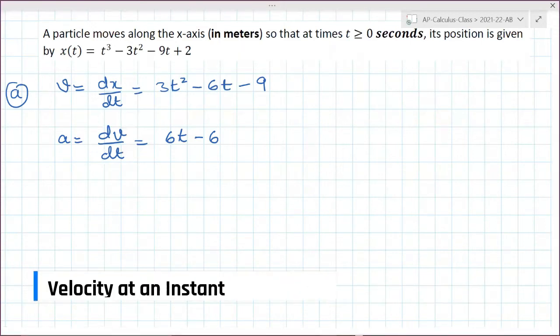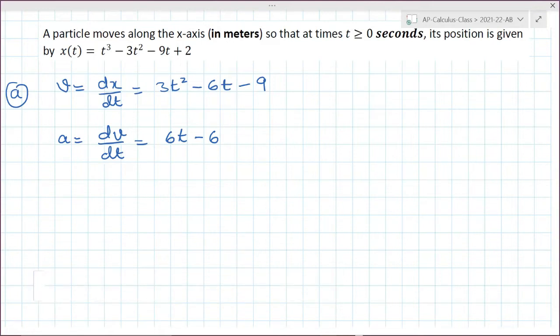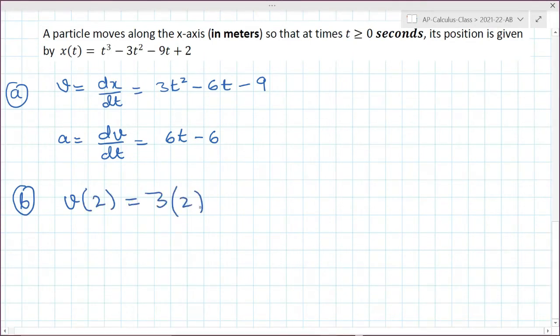Second is what is the velocity at 2 seconds, and provide units of measure. So velocity at t equals 2. How can we get that? So 3 times 2 squared minus 6 times 2 minus 9. What is that? 12 minus 12, so that cancels out. Minus 9. Negative 9. What is the unit?